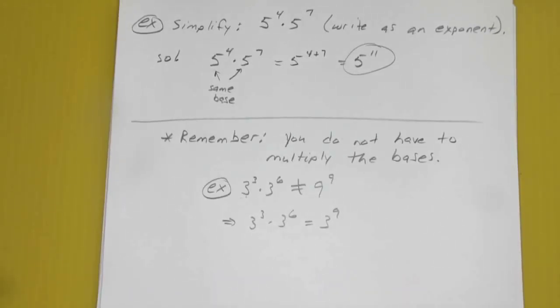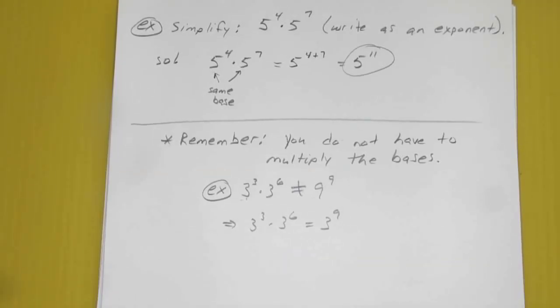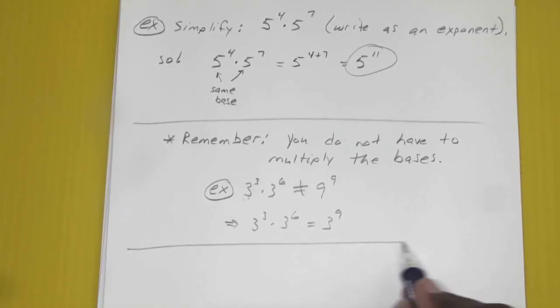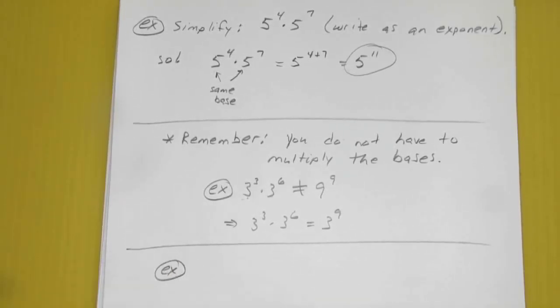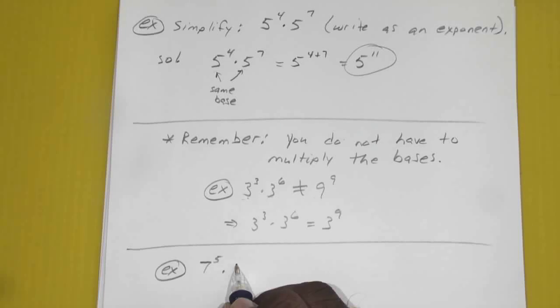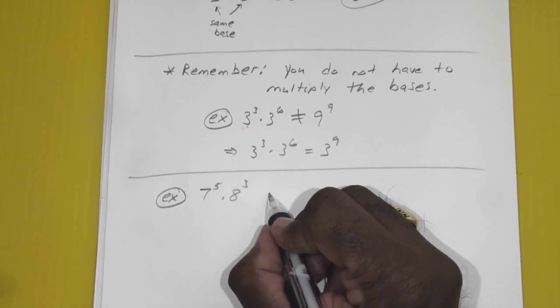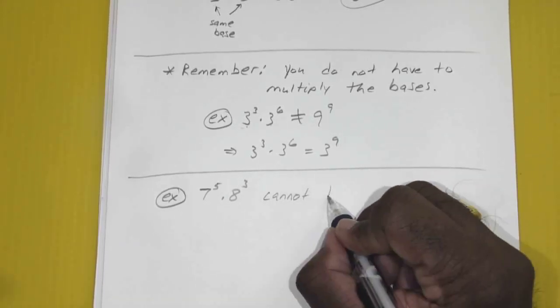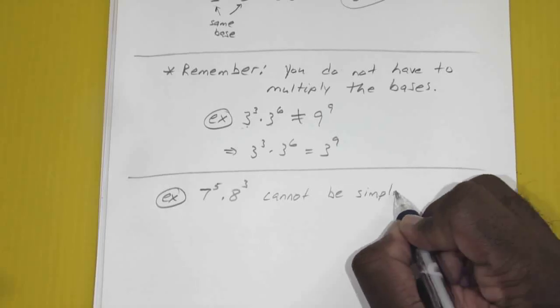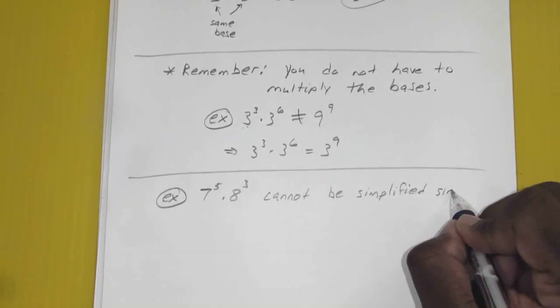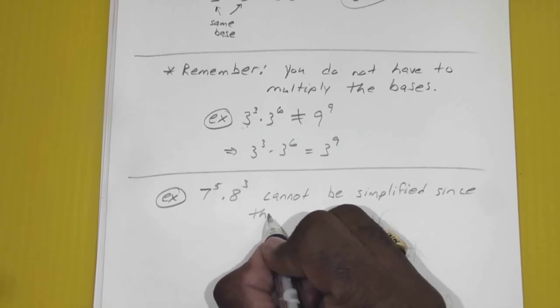Oh, do you have a question? What if they're different? Do you add them and then add the exponents? Oh, if they're different, then you couldn't combine them. You could? Nope, you couldn't. Oh, you can. Yep, so if you had, let's say, 7 to the 5th power times 8 to the 3rd power, you couldn't combine those at all. It would just stay like that. So that cannot be simplified, since the bases are different.